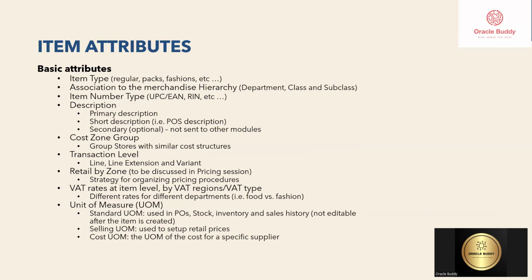Let's talk about item attributes. Basic item attributes are item types, whether it's regular, pack, fashion, etc. Association to the merchandise hierarchy: department, class, subclass. Item number types can be UPC, EAN, etc. It will have a description: primary description, short description, and a secondary optional description. Also cost zone group, transaction level, retail by zone, VAT rates, and UOM or unit of measure. So it's a standard UOM, selling UOM, or cost UOM.